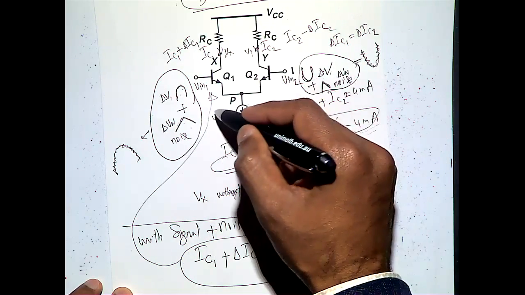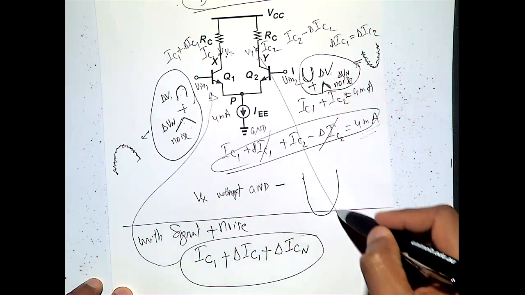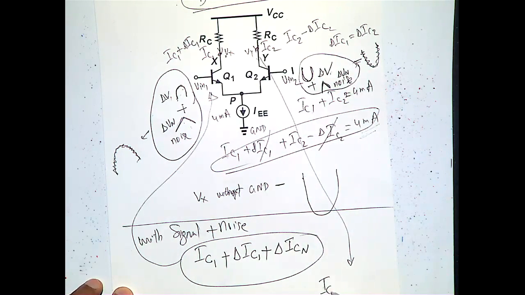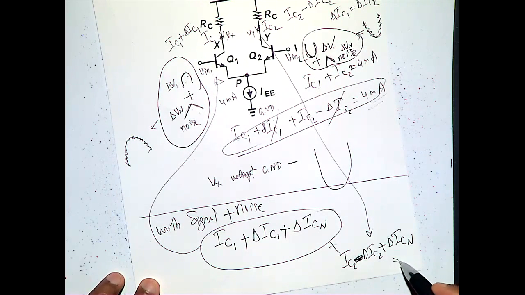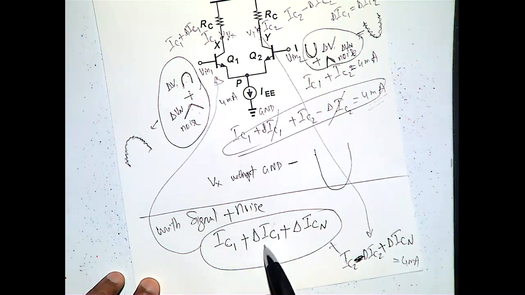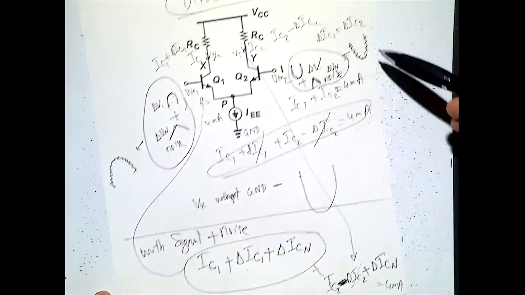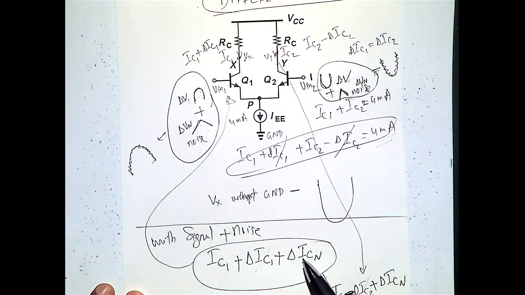Then what is the total current here? That is equal to IC2 plus delta IC2, or plus or minus. Yeah, this is minus because it's a differential signal. Then plus delta ICN. And when you add up these two, you should get 4 milliamps. Then IC1 plus IC2, and the delta IC1 and delta IC2 terms will cancel out because delta IC1 equals delta IC2. But these two noise terms can't be here, because then when you add up these two, you won't get 4 milliamps. You know what I meant?